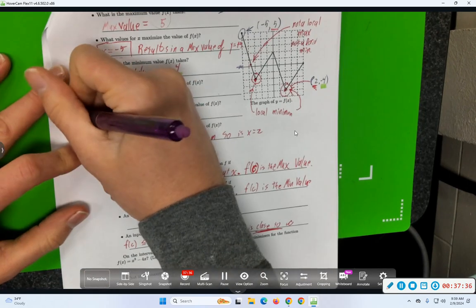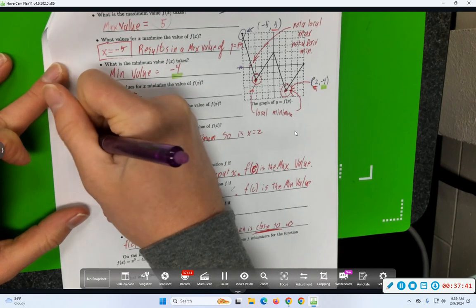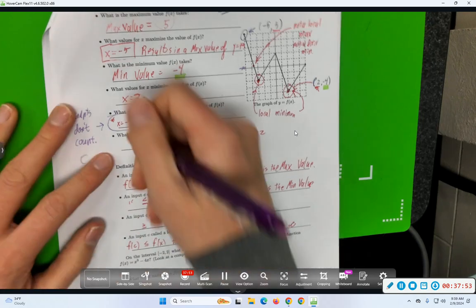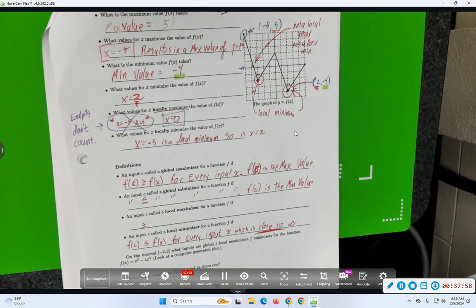So here's the takeaway, endpoints don't count. You have to actually be able to compare it with all of the other inputs nearby. And you can't because the other inputs nearby don't even have outputs. But I'm really glad you said those two because that let me make that point, which is a really subtle point and a really picky point, but one that matters. If you're looking for local things, endpoints don't count. Cool.